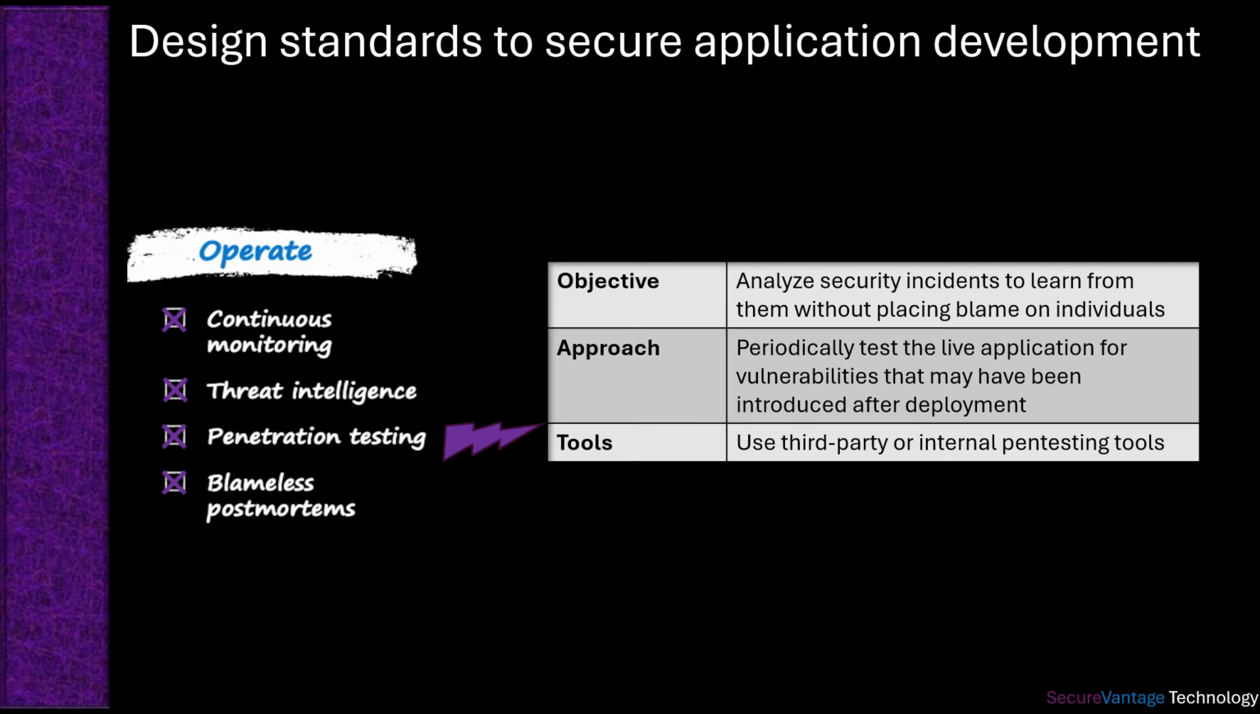The objective of blameless postmortems is to analyze security incidents to learn from them without placing blame on individuals. As a cybersecurity architect, you conduct postmortem meetings to review what happened, why it happened, and how to prevent it in the future. Incident tracking and reporting tools integrated with project management systems can be used to achieve the objective.